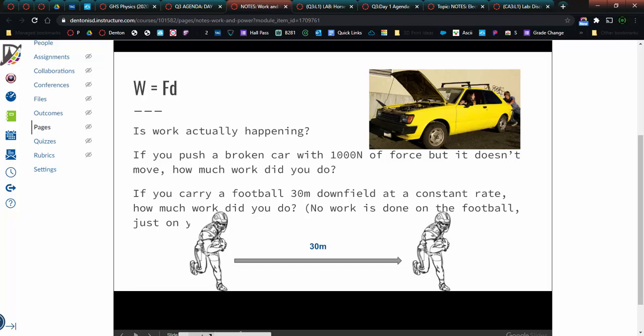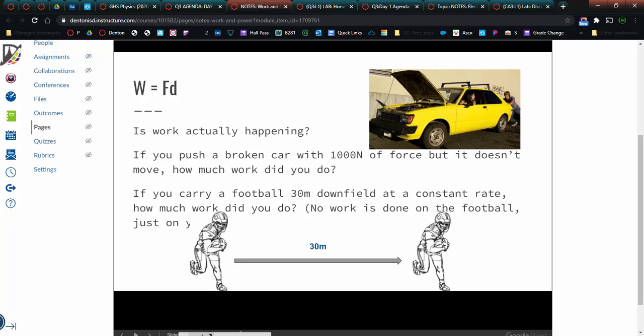Now the second sentence here says, okay, you carry a football 30 meters downfield at a constant rate. How much work did you do? Well, it gives you the answer right there. No work is done. Well, how can that be? Well, this is a little different. Remember, work is force times the distance.